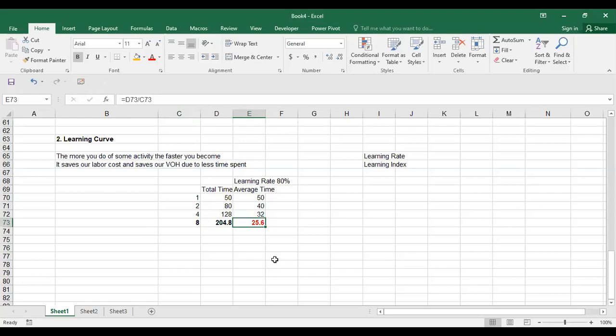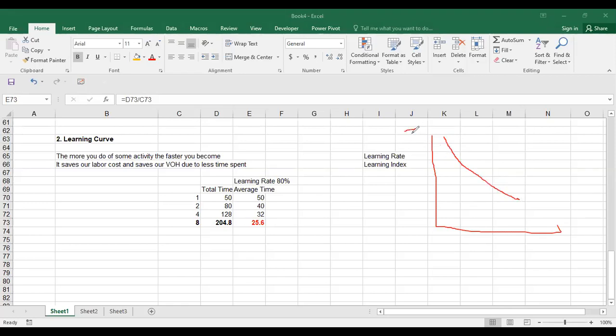We are actually interested in calculating the average time per unit. Now, there are two problems with this table. Number one problem is, what about unit number 3, or what about unit number 5, 6, or 7? Was there any learning there or not? You cannot say. So actually the learning curve diagram looks like this.